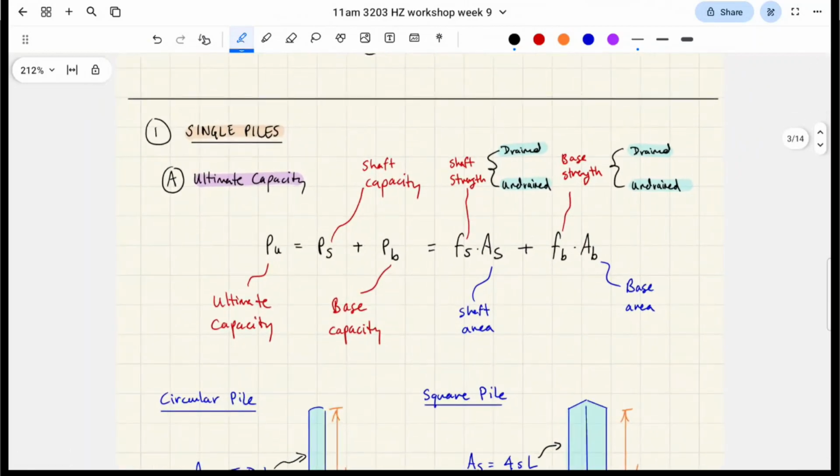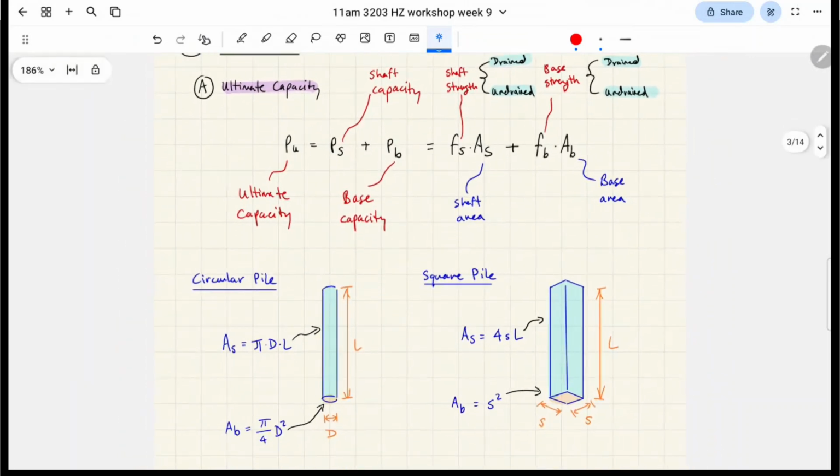So here's the ultimate capacity equation, right? We call that PU, for a single pile. This is a general formula, so we haven't started talking about whether this is specific to clay or specific to sand. This is just as general as it gets, right? PS stands for our shaft capacity of a pile, and PB stands for our base capacity for a pile.